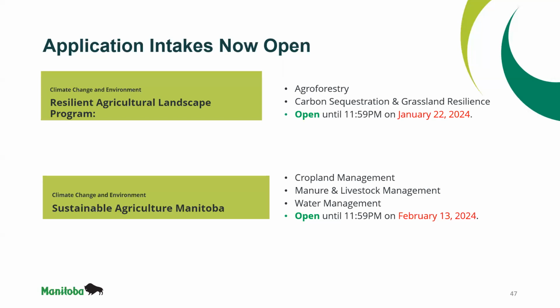And then the other program that's open right now is Sustainable Agriculture Manitoba. That's what we've been talking about today, and in particular the cropland management section. And the other 2 areas that Sustainable Agriculture Manitoba covers is the manure and livestock management and the water management.